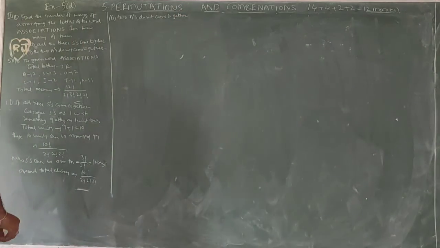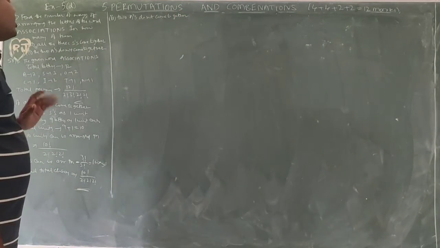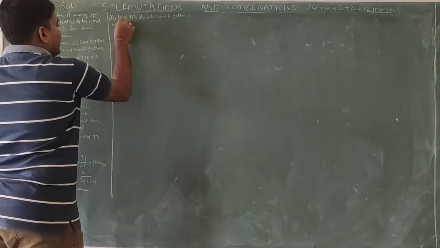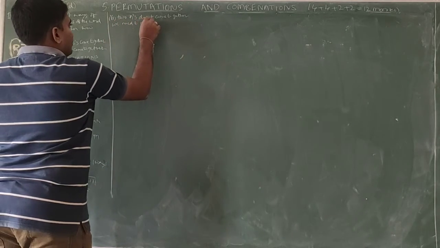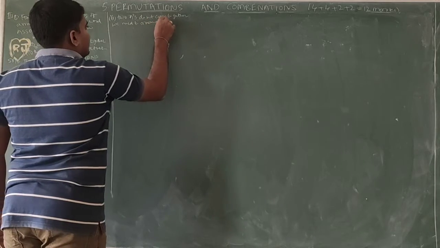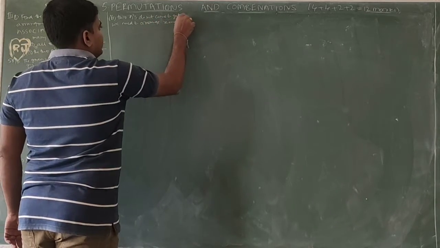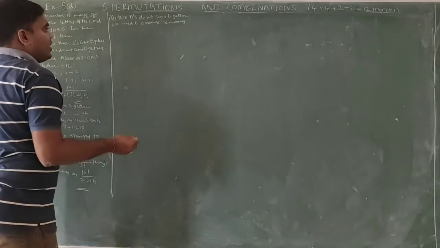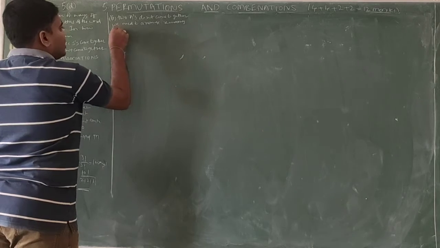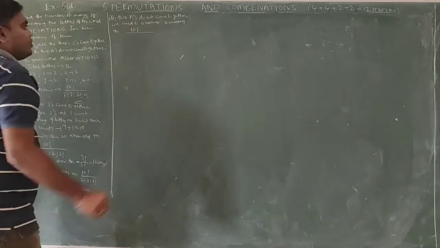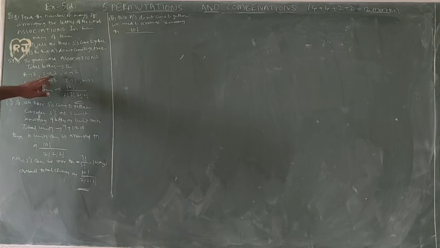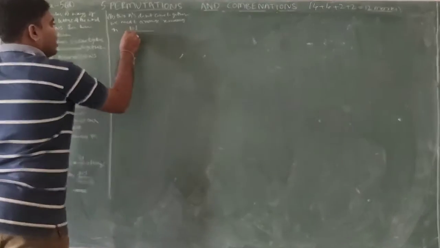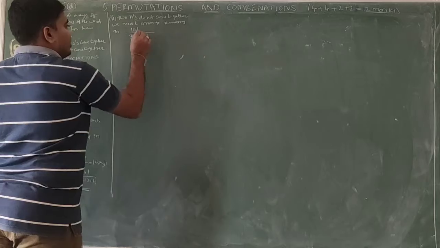So if the A's do not come together, we need to arrange the remaining letters first. Total how many letters? 12. Other than A, 10. So we can arrange the remaining in 10 factorial by 3 factorial, 2 factorial, 2 factorial ways.